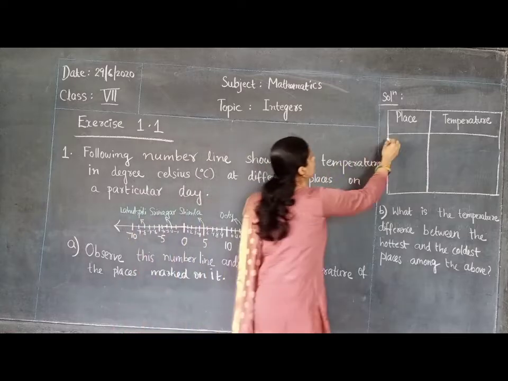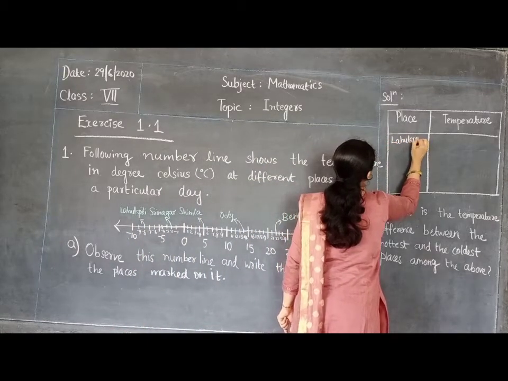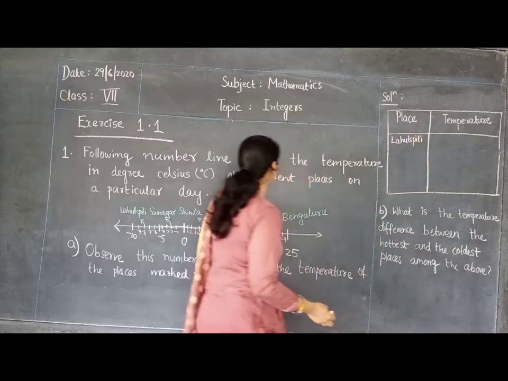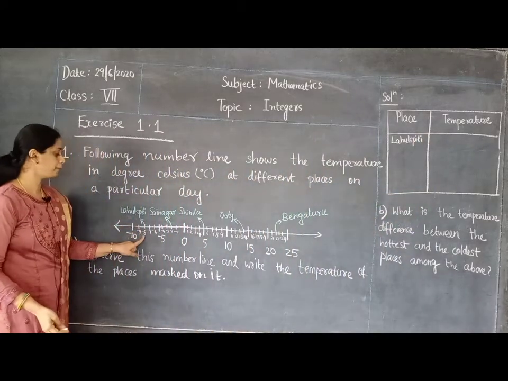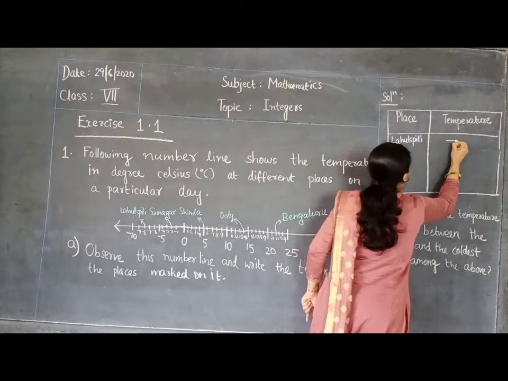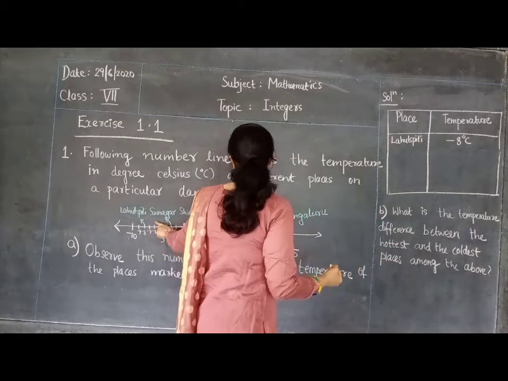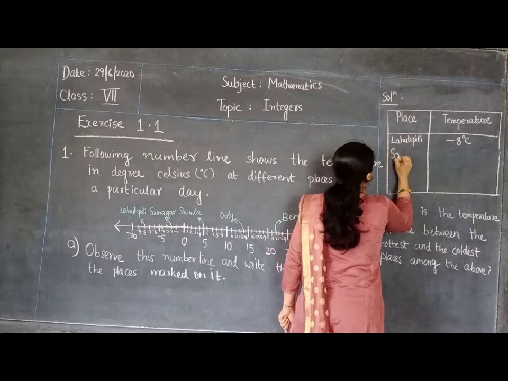Lahul Spiti. So the first place is Lahul Spiti. So what is the temperature of that? It is minus 8 degrees Celsius. So the temperature you have to write here is minus 8 degrees Celsius. Second one, Srinagar.